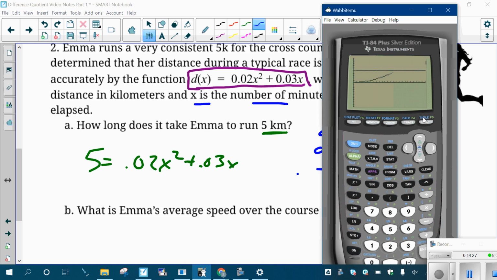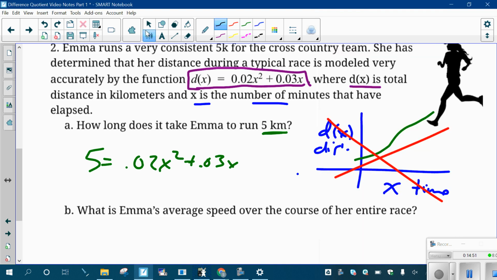How long did it take her to go 5 kilometers? Yep, cool. Second calc, intersect. This has nothing to do with the new stuff we're doing now. I just want you to remember this. This is not new. It's just how you solve an equation in your calculator to figure out where they intersect. Let's say 15.08, actually 15.079. So that's how many minutes it took her to run 5 kilometers. Nothing with speed there. I just wanted you to remember that old stuff.